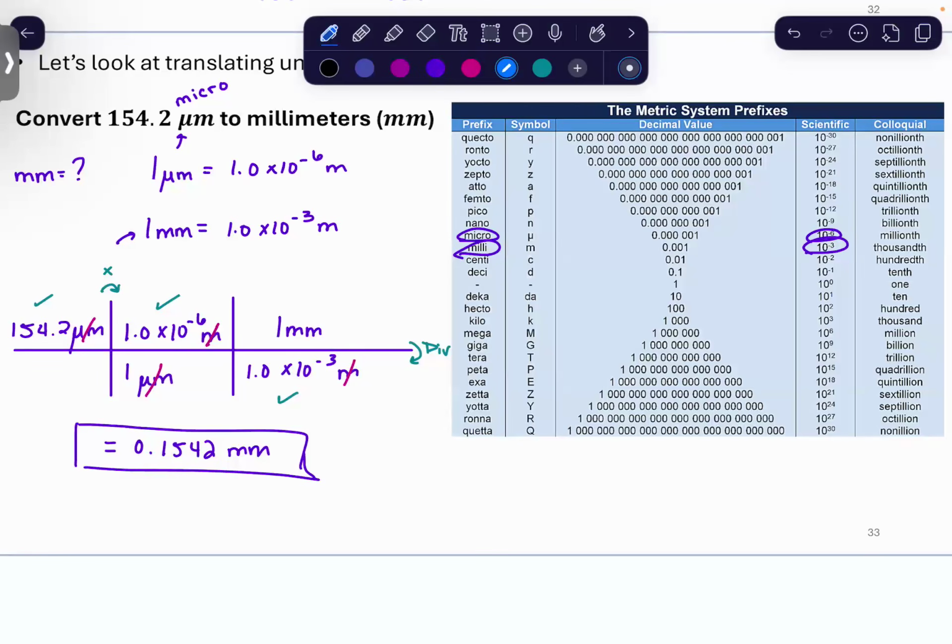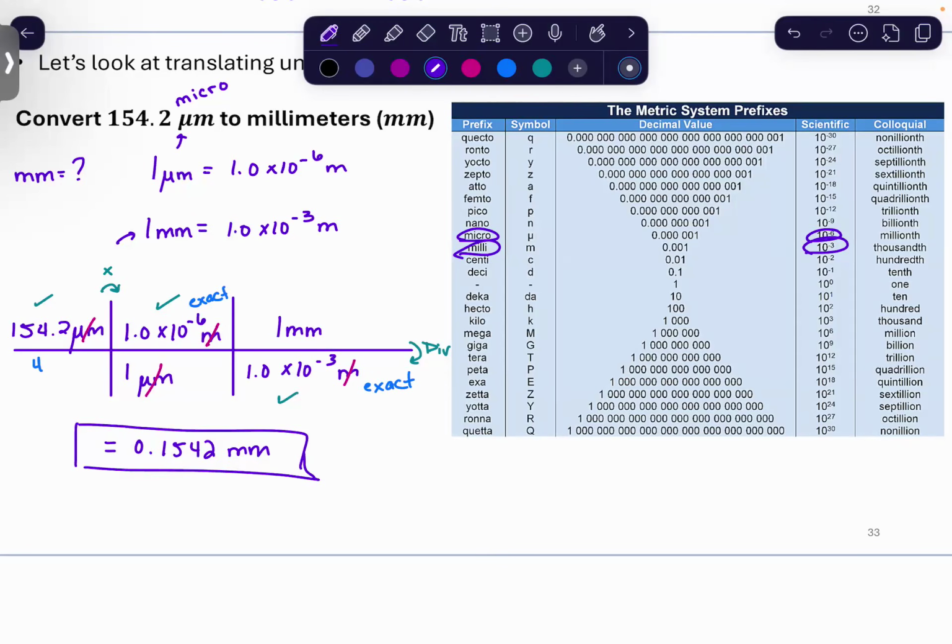Well, you notice that your 154.2 is 4 significant figures. And everything else is an exact number. So I don't even worry about those. So since the only number that matters as far as counting significant figures has four significant figures, my answer has to be in four. Now, that's the way I do it.